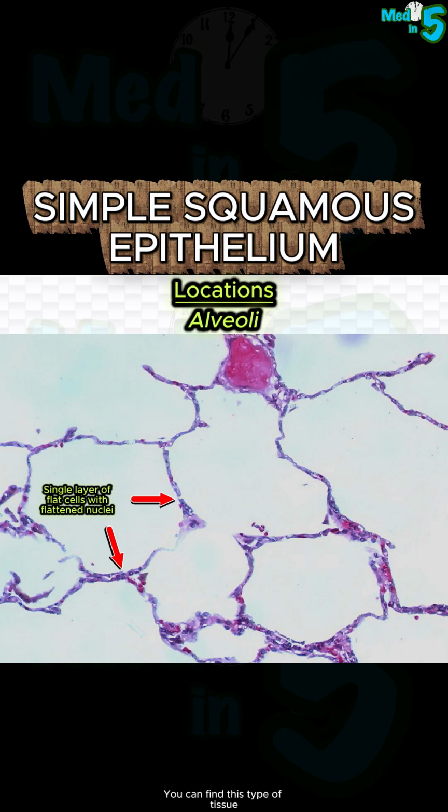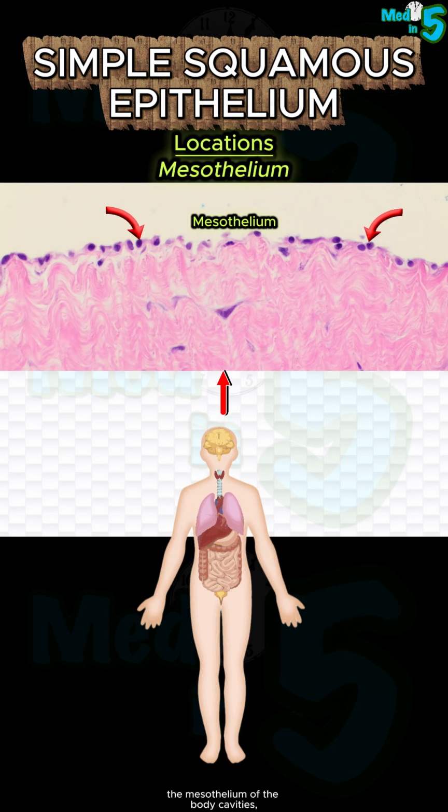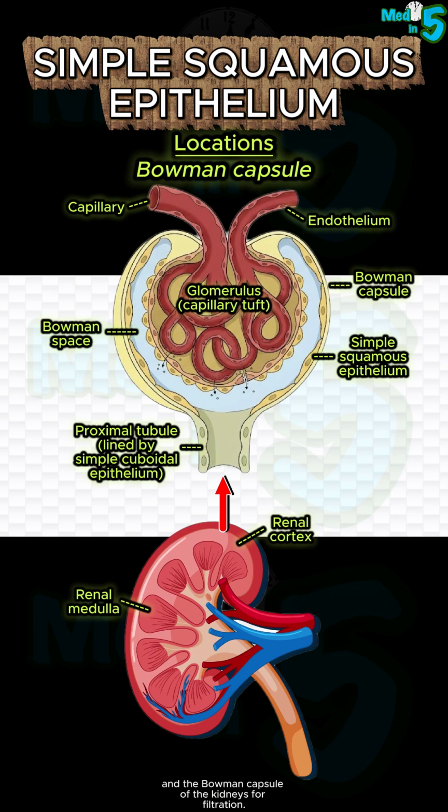You can find this type of tissue lining the alveoli of the lungs for efficient gas exchange, the endothelium of blood and lymphatic vessels, the mesothelium of the body cavities, and the Bowman capsule of the kidneys for filtration.